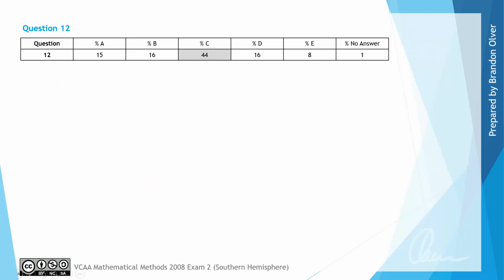From the examiner's report, we can see that once again, this type of problem proved challenging for students, with less than 50% getting it correct. In fact, only 44% of students got it correct on this exam.